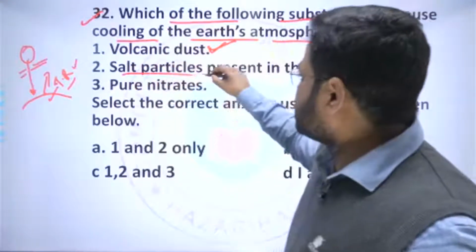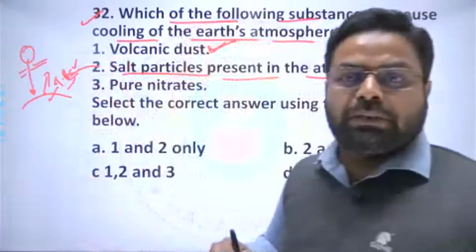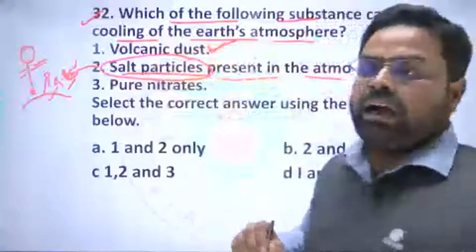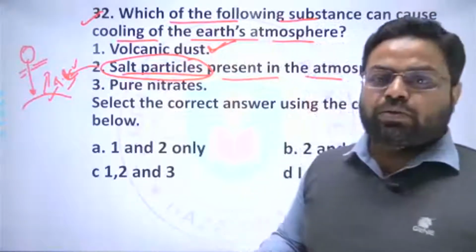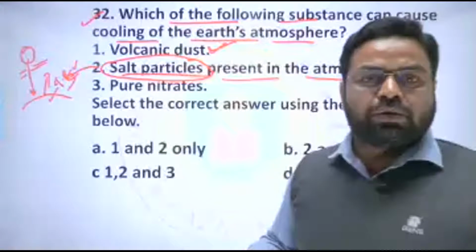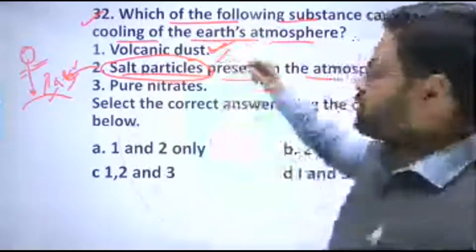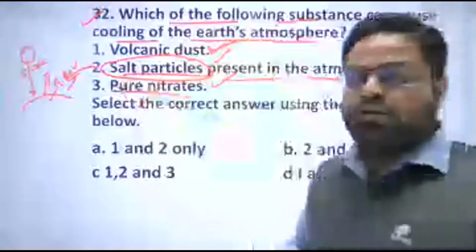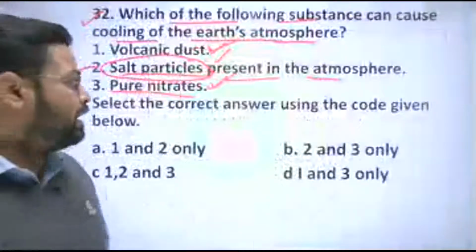Next is salt particles present in the atmosphere. The same situation applies: there will be an increase in the albedo, and the salt particles will also act as hygroscopic nuclei, which will cause the formation of clouds, and the clouds will again increase the albedo. Because of that, there will be a decrease in the temperature of the atmosphere, or cooling of the atmosphere. Next is pure nitrate. Again, these will cause cloud formation, which will lead to an increase in the albedo.